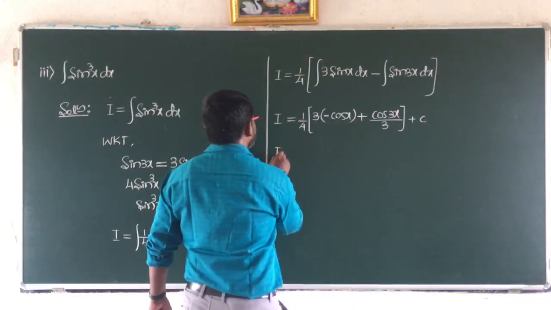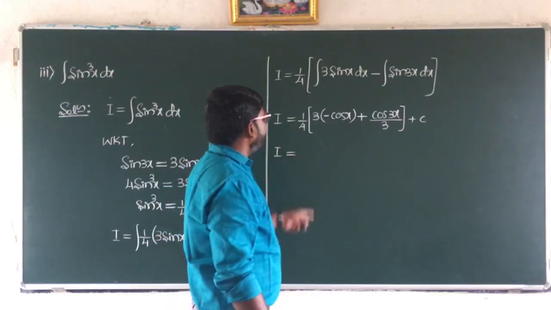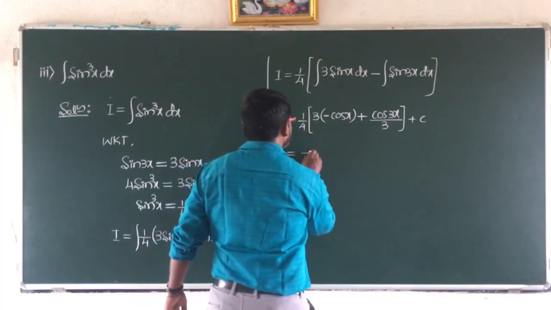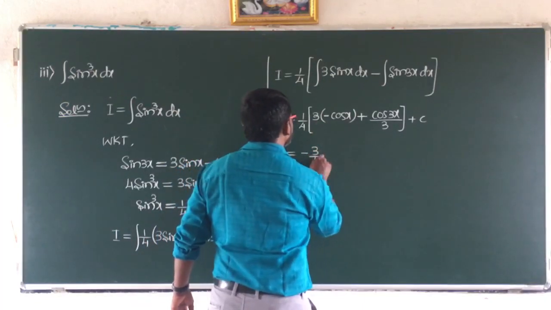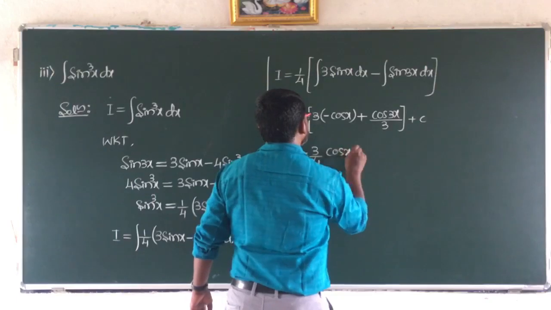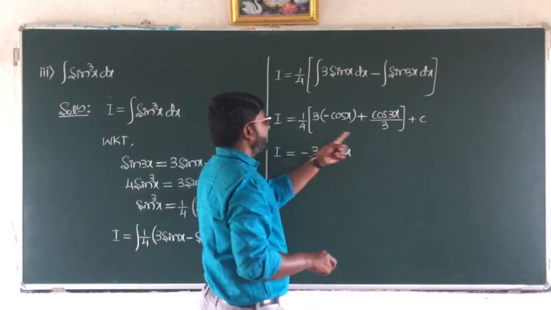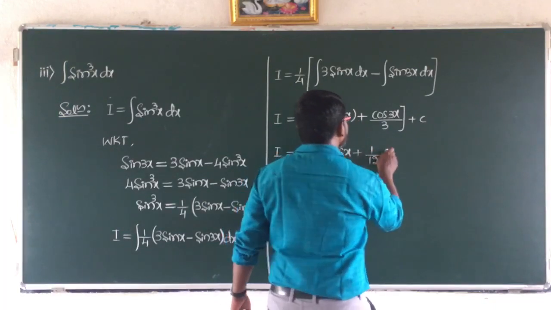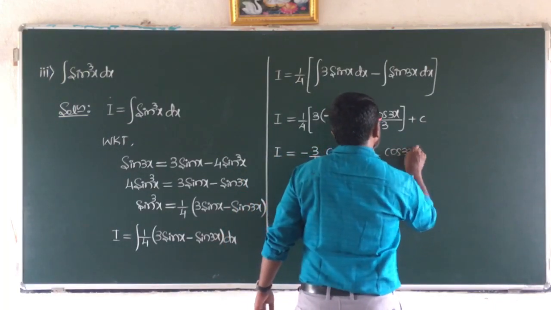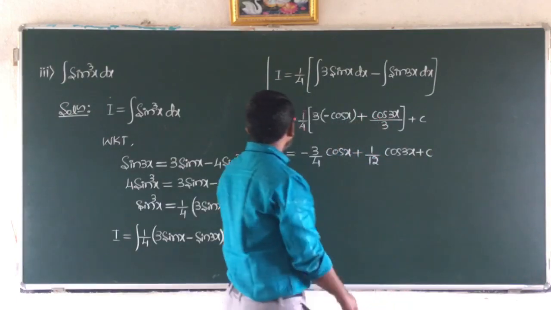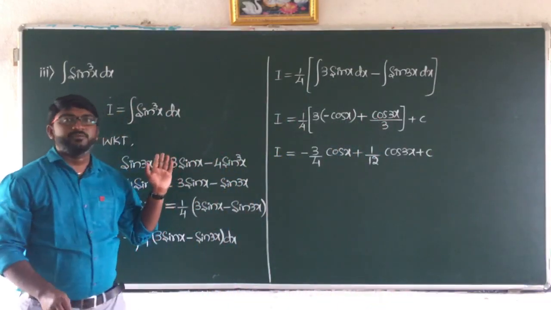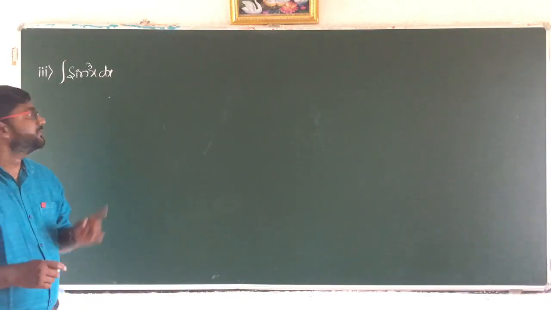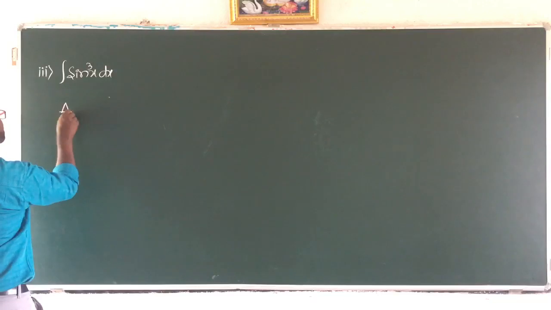So now I which is equal to, so now I can multiply this 1 by 4 with these two terms. We get minus 3 by 4 cos x, and then 4 into 3 is 12 plus 1 by 12 into cos 3x plus c. So this is all about the third example problem. We can solve the same problem by a different method. See that alternate method.